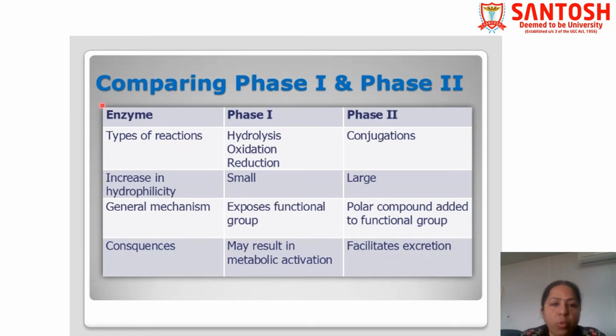Now comparing the phase 1 and phase 2 reactions, these are the types of reaction. Phase 1 undergoes hydrolysis, oxidation, reduction. Phase 2 are generally conjugation reactions. Next is the increase in hydrophilicity: there is a small increase in hydrophilicity in phase 1 as compared to phase 2. As for the general mechanism, phase 1 exposes the functional group, and in phase 2, polar compounds are added to the functional group.